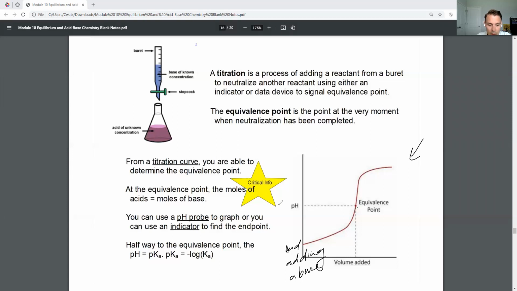Okay. Here's some important information. pH is equal to pKa at the half equivalence point, and pKa is equal to the negative log of the Ka. Okay.